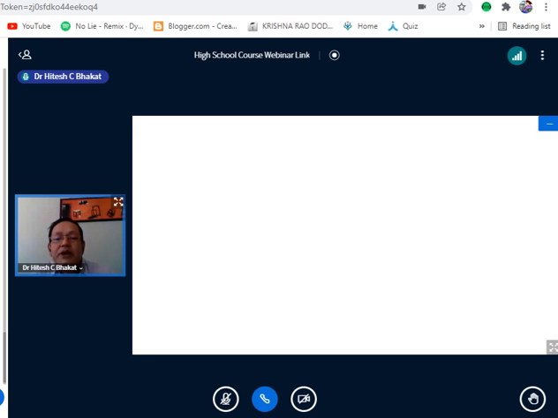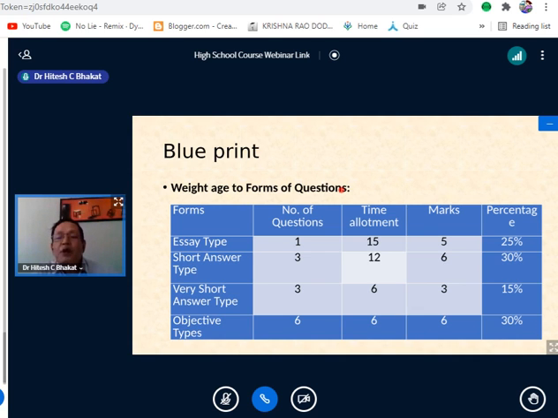Next, we give weightage to forms of question. Here, we have written all four types of question: essay type or long answer type, short answer type, very short answer type, and objective type questions. Now, number of questions, essay type 1, because for long answers the number of questions will be less. All right, 5 marks. We have given a 5 mark question, so 25%. Out of 20, 5 marks means 25%.